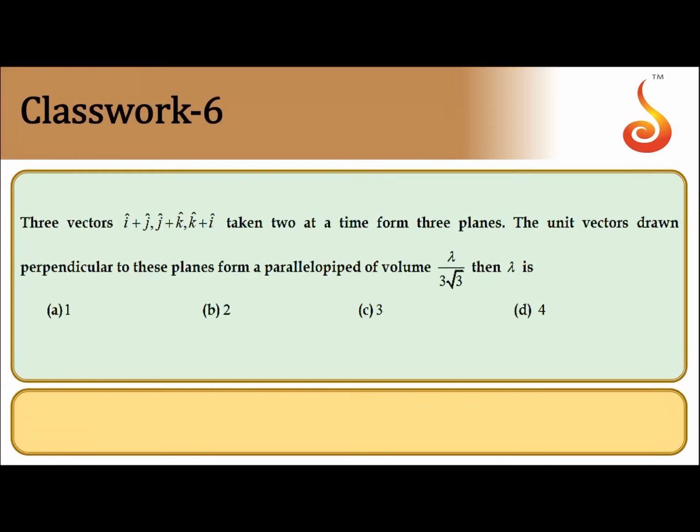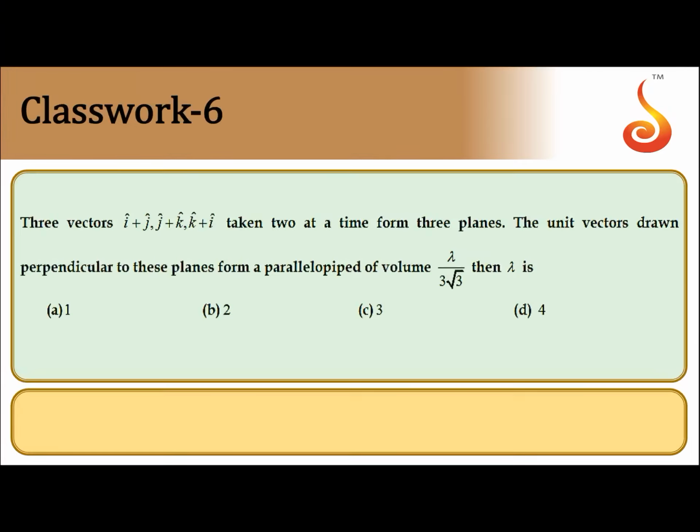That's nothing but ones. Yes, the first one is 1 1 0. Second one is jk, that is 0 1 1. Third one is 1 0 1. The cross product of the first one will be a normal to the plane containing the first 2. Yes, the plane constructed by the first 2, whose normal is given by the cross product of the first one.